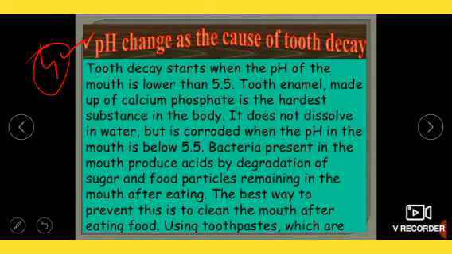Next, fourth is pH change as the cause of tooth decay. Yes, dear students, you might face toothache in your life. Tooth decay starts when the pH of the mouth goes lower than 5.5. Below this pH range, our tooth is going to decay. That is the meaning. Tooth enamel is made up of calcium phosphate. Calcium phosphate is the hardest substance in the body. It doesn't dissolve in water, but it corrodes when the pH in the mouth goes below 5.5.